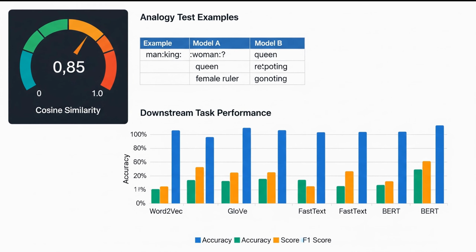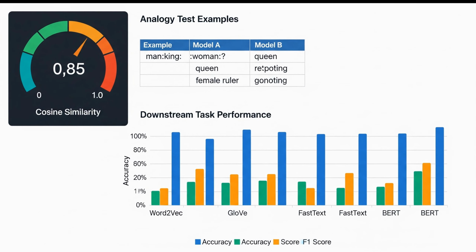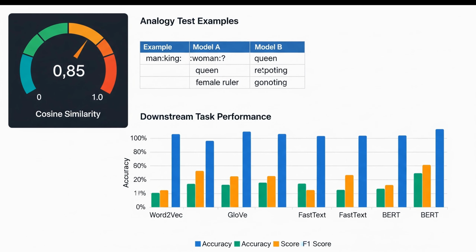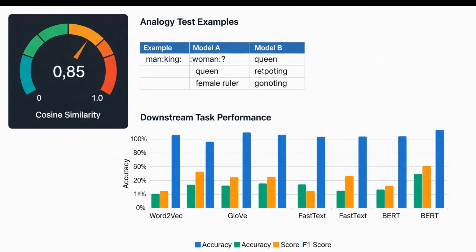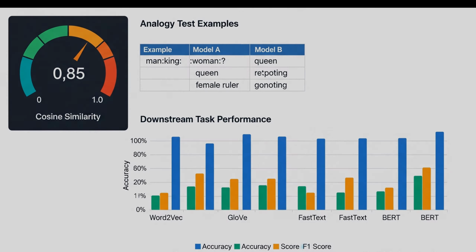How do you evaluate embeddings? Popular metrics include cosine similarity for retrieval, intrinsic tests like word analogy and similarity benchmarks, and extrinsic evaluation by measuring downstream task performance. Remember, the best embedding depends on your task and data.